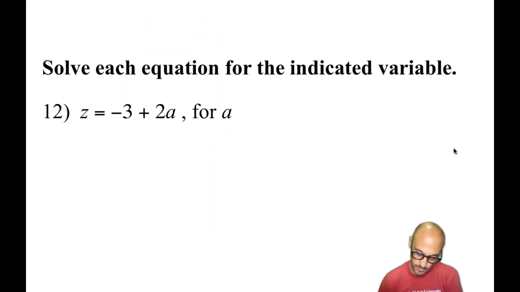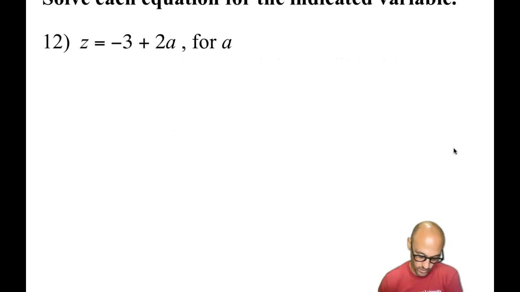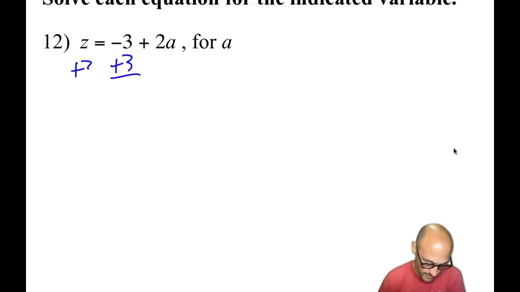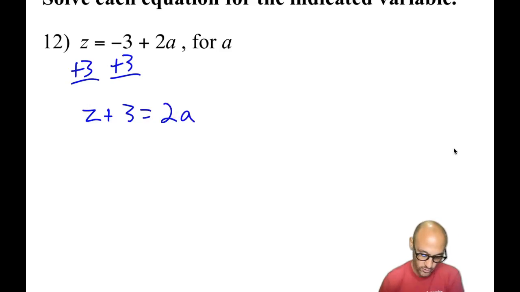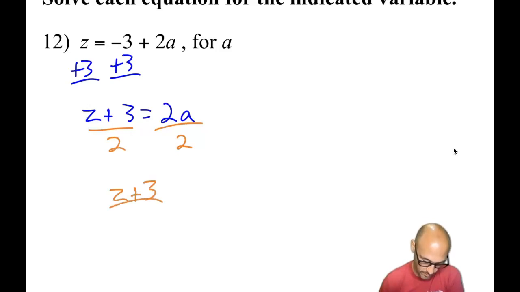Here's the last problem. It's a long video, so good job sticking with it. We need to solve this equation for a. So what we can do is we can add 3 to both sides, and we get z plus 3 is equal to 2a. And now, since we're multiplying a by 2, the inverse operation of that is dividing. So we divide both sides by 2. So we just have z plus 3 divided by 2 is equal to a.